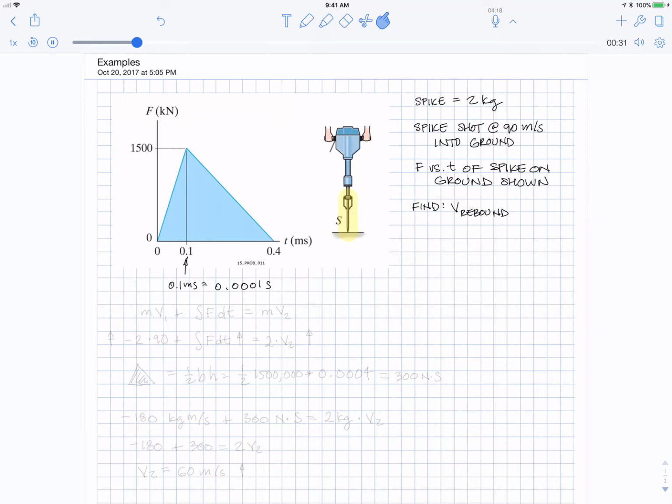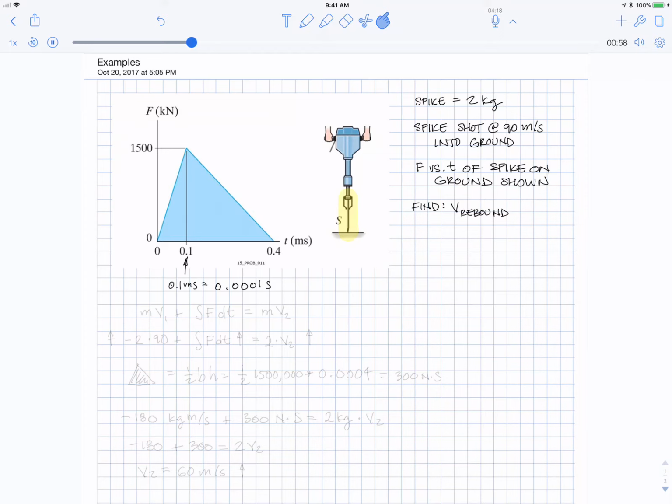And the x-axis is in milliseconds, which are thousandths of a second. So 0.1 milliseconds is 0.0001 seconds. So this is a very, very short duration. And so that force that the spike puts on the ground, by Newton's third law, the one that's an equal and opposite reaction, that's also the force of the ground onto the spike.